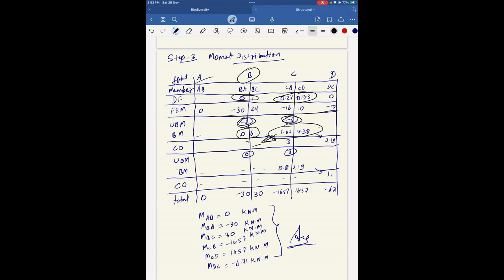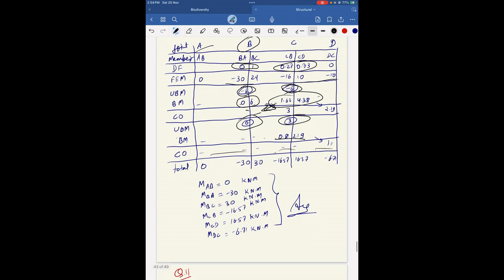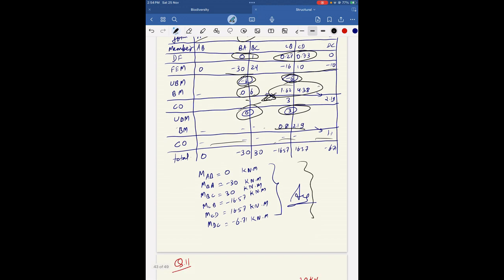So in the second iteration at B no unbalanced moment is there, and at C 3 kilonewton-meter of unbalanced moment is there. So we balance this, and in the third iteration all the moments are balanced at each joint. So after this we get the final moment.